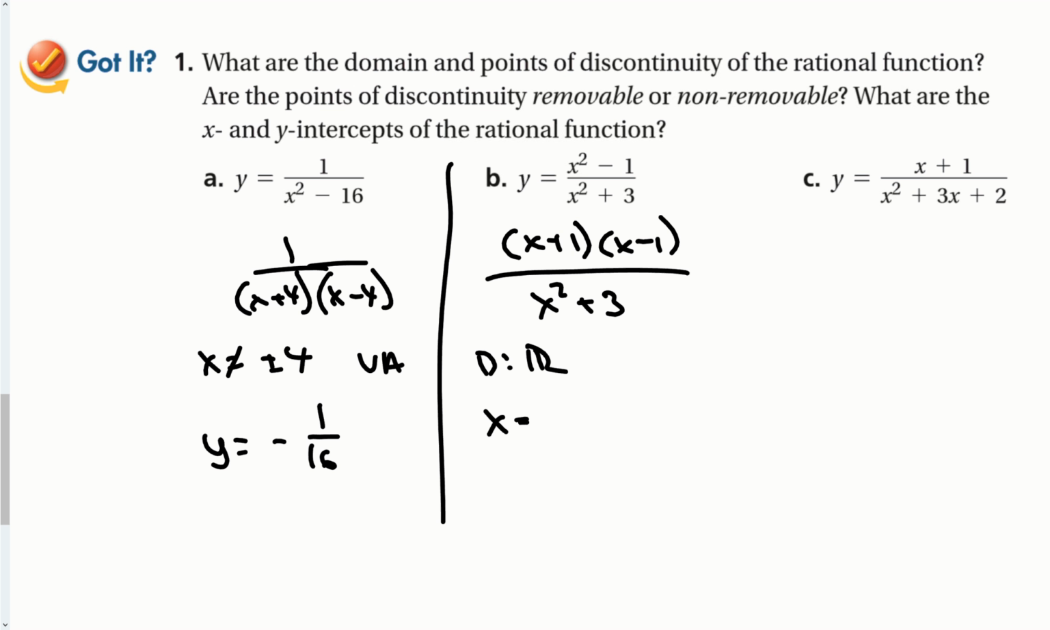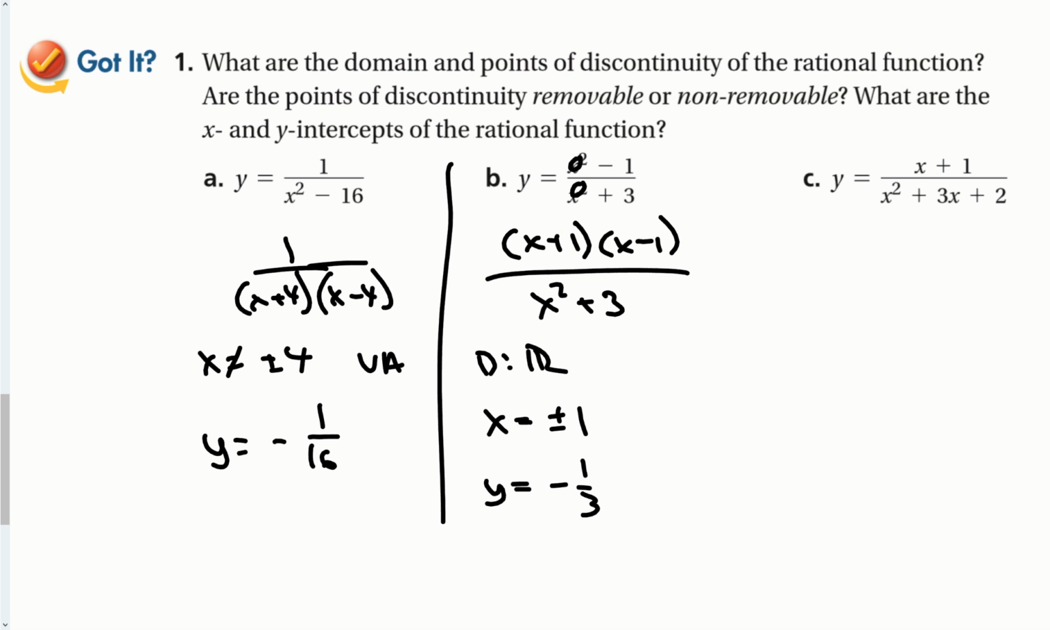x is going to be equal to plus or minus 1, right? This function will cross the x-axis at -1 and at +1 because that's what makes the numerator equal to 0. Who cares what the denominator is? If the numerator of a fraction is 0, when you divide them, you're going to get 0. And when we plug in 0 to get my y-intercept, we would get -1/3.